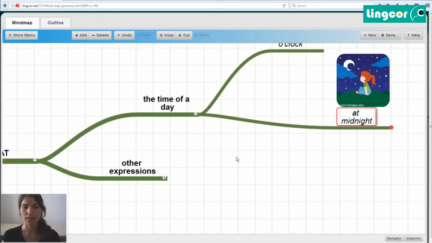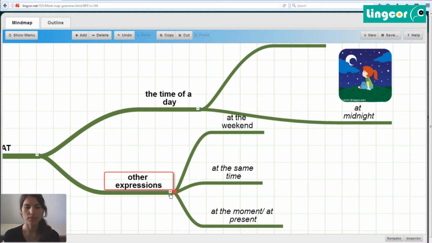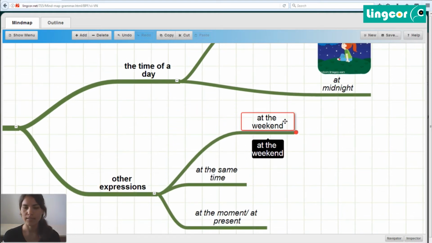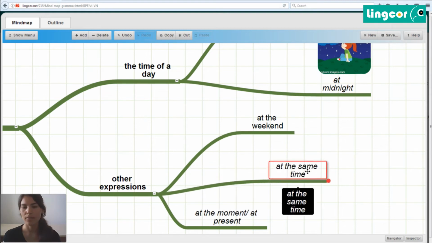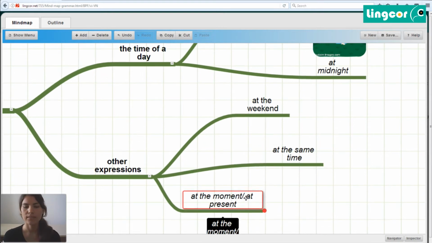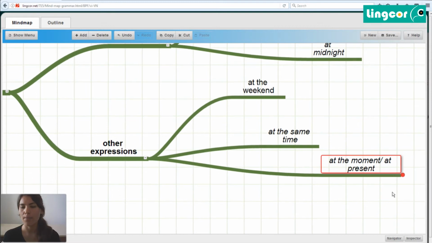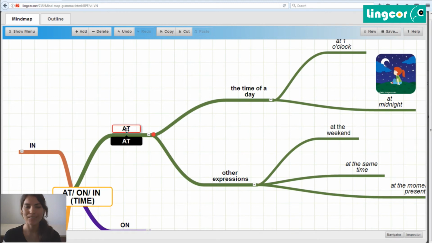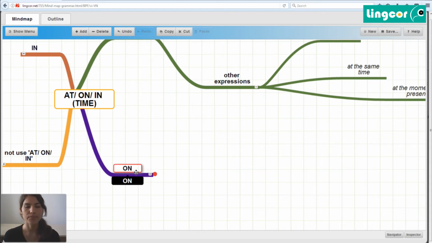You can also use other expressions. So for example, at the weekend, at the same time, and at the moment or at present. So as you can see in all of these examples, we're using at. Now let's look at using on.